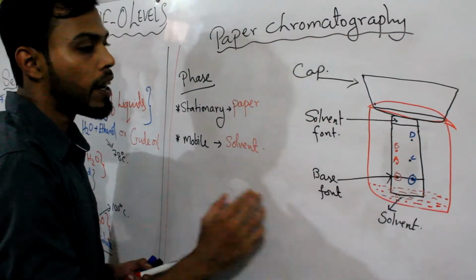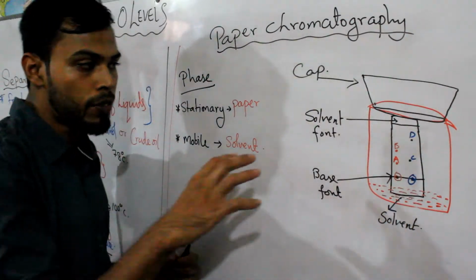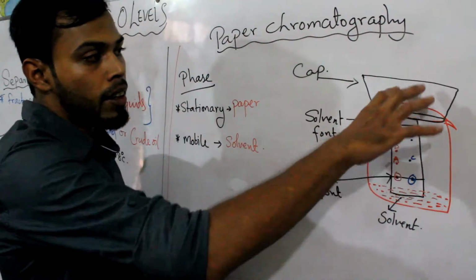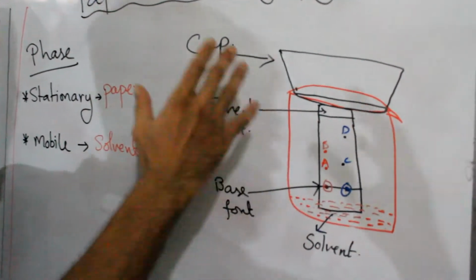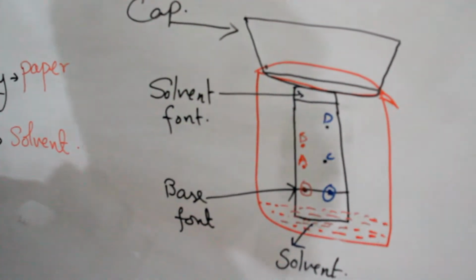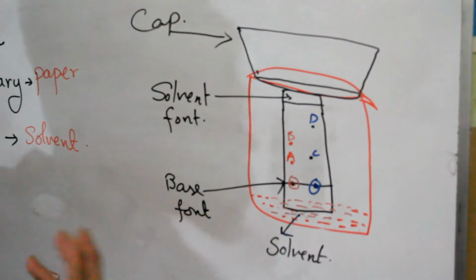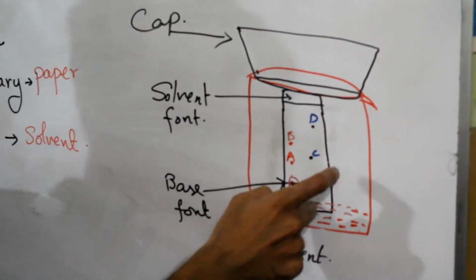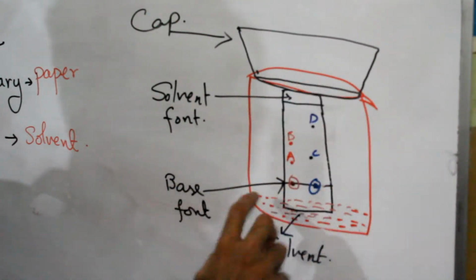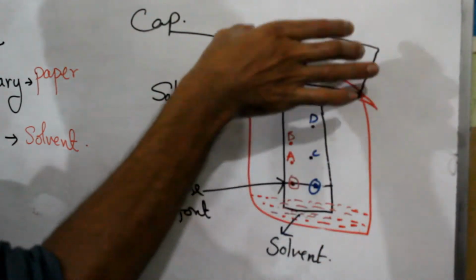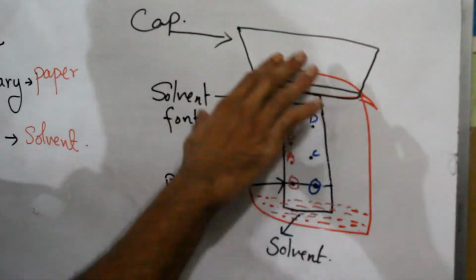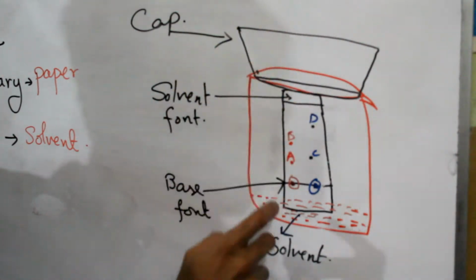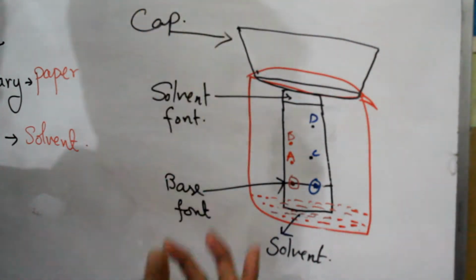Now, I have drawn this one for you. From the exam point of view, you have to keep a few points in mind. Paper chromatography is done in a closed condition. What is closed condition? This is the paper chromatograph. After putting the paper in and the solvent dissolves, you have to close the mouth of the beaker. The beaker must stay closed. I'll tell you why.